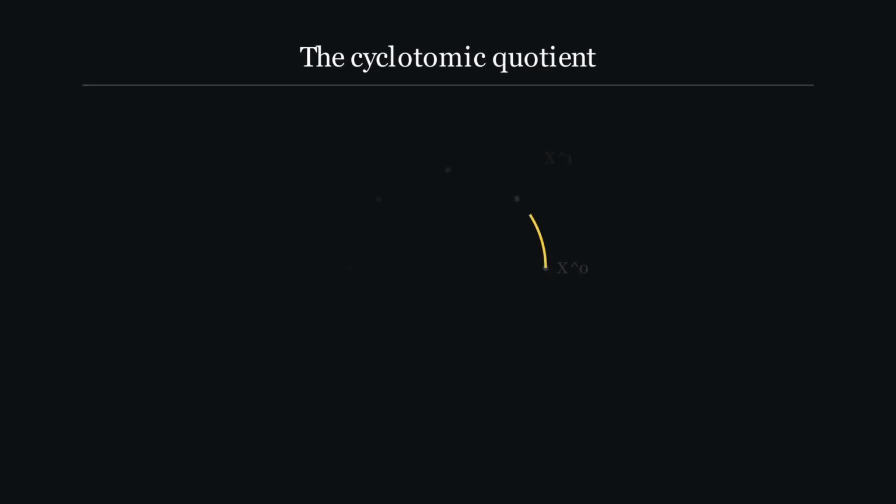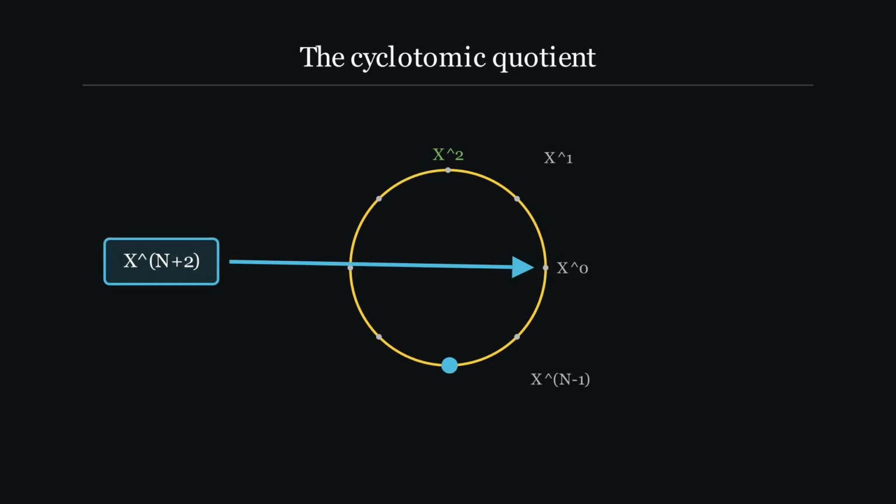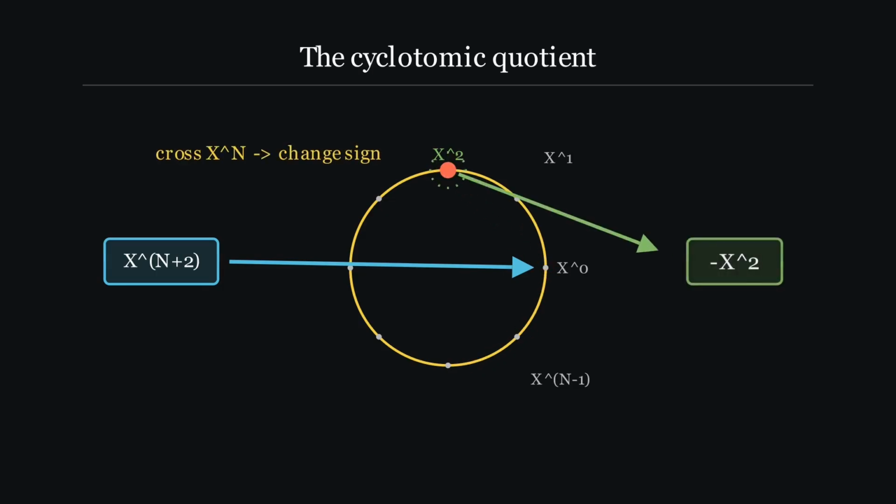The circular path represents the quotient relation. We work in Z sub q of x modulo x^n + 1, so x^n is identified with -1. The token begins as the high-degree term x^(n+2). As it travels around the circle and crosses the x^n boundary, its sign changes. It then lands at the x squared position and exits as -x squared. This is negacyclic wraparound. Powers do not continue growing forever; wrapping across degree n introduces a minus sign.